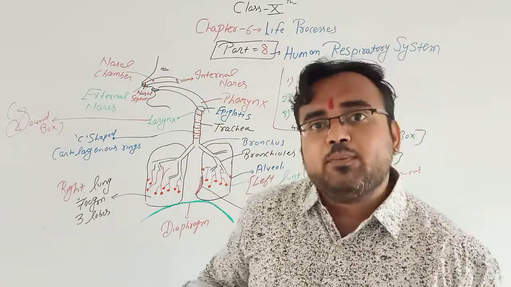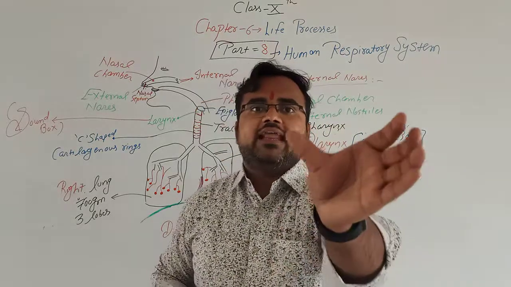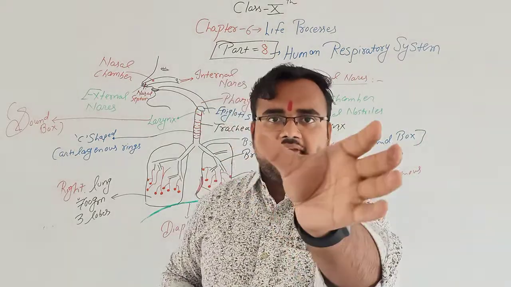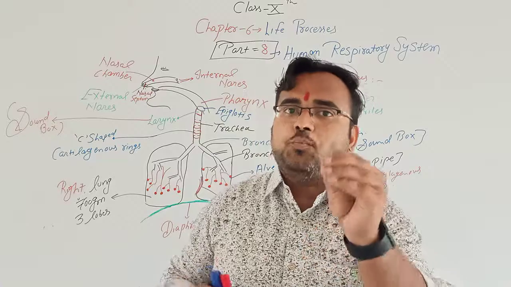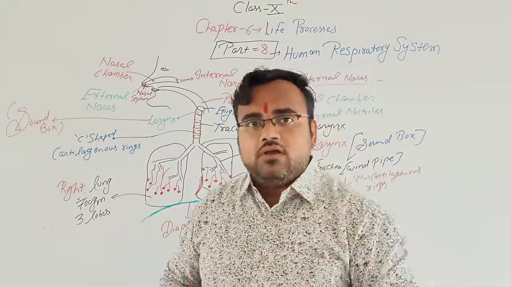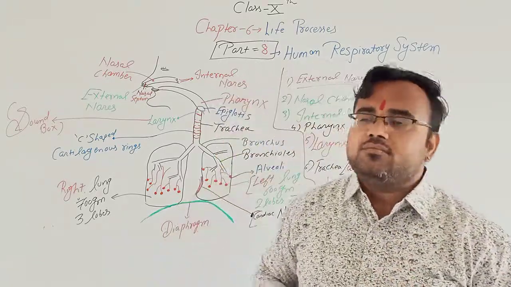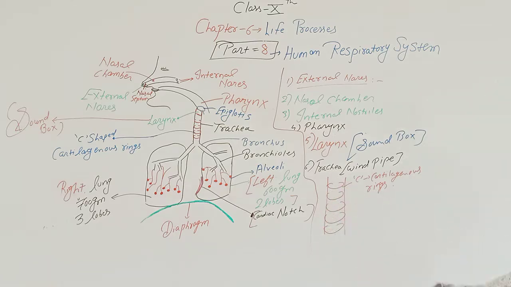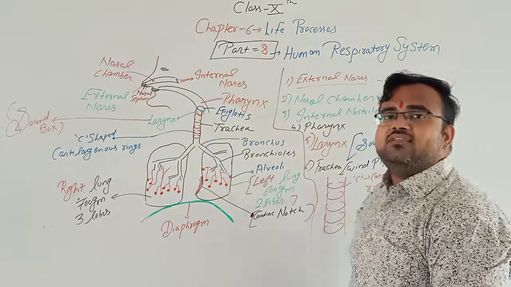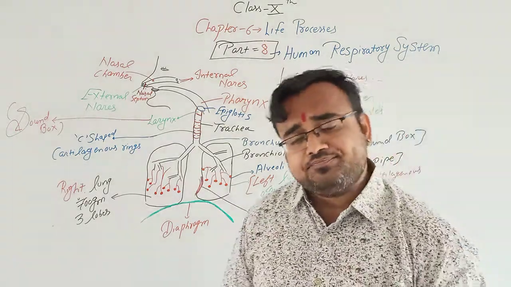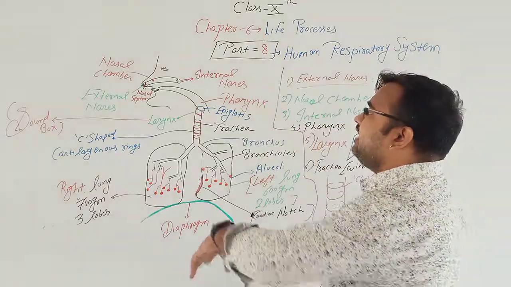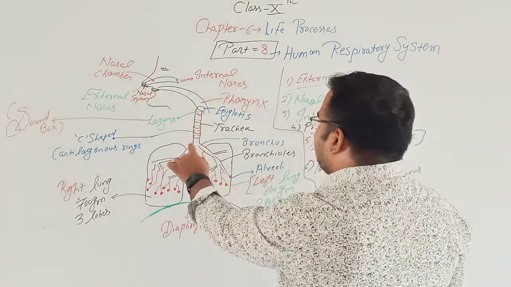What happens when C-shaped cartilaginous rings are absent? The trachea may collapse. So to prevent the collapse of trachea, C-shaped cartilaginous rings are present, which prevent the collapse of trachea. Then trachea is next.